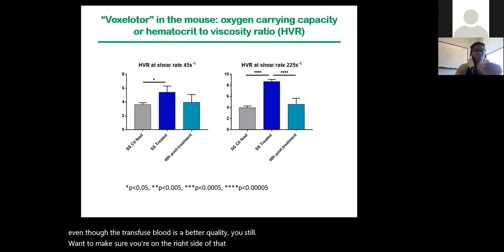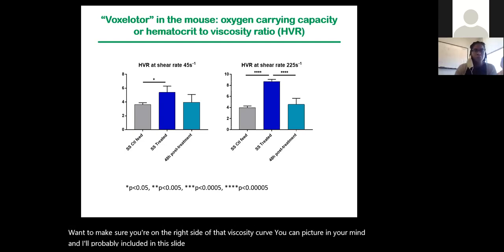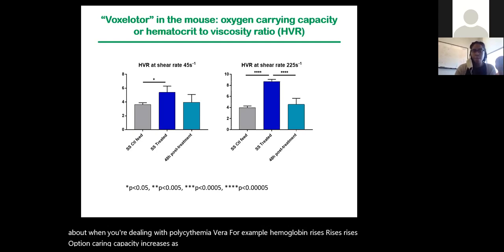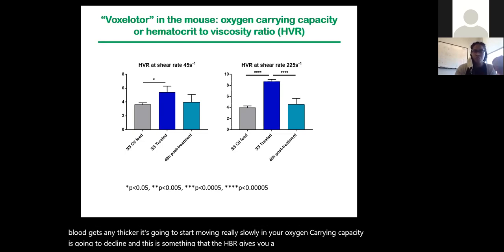You can picture in your mind, and I'll probably include it in the slide at a later date, those U-shaped curves that you think about when you're dealing with polycythemia vera, for example. Hemoglobin rises, rises, rises, oxygen carrying capacity increases as well. And then you get to this transition point where if your blood gets any thicker, it's going to start moving really slowly and your oxygen carrying capacity is going to decline. And this is something that the HBR gives you a good insight into.